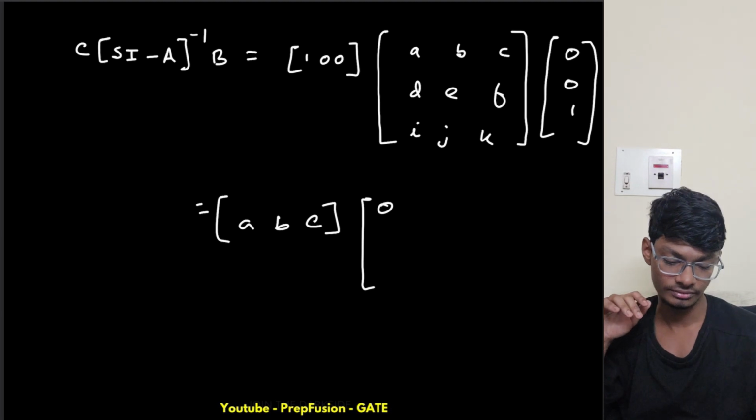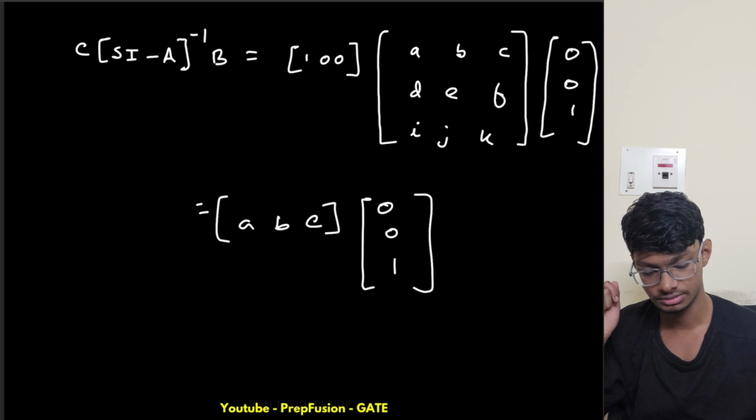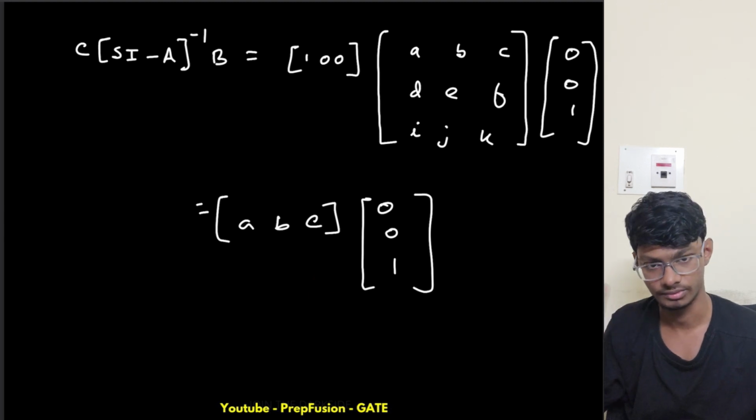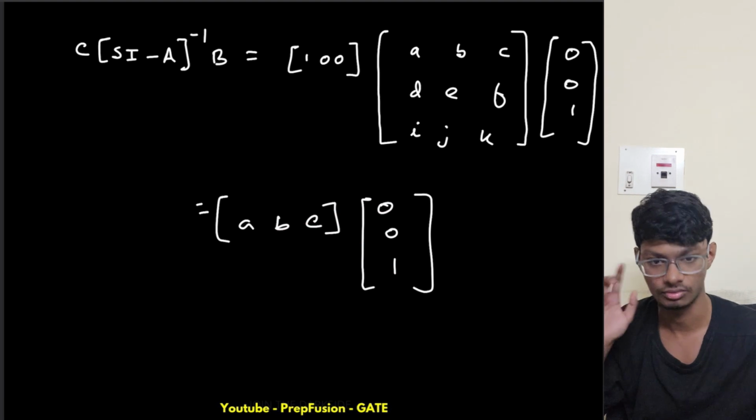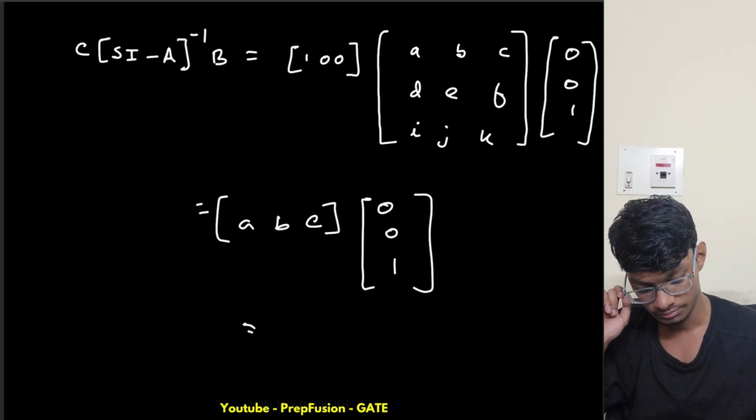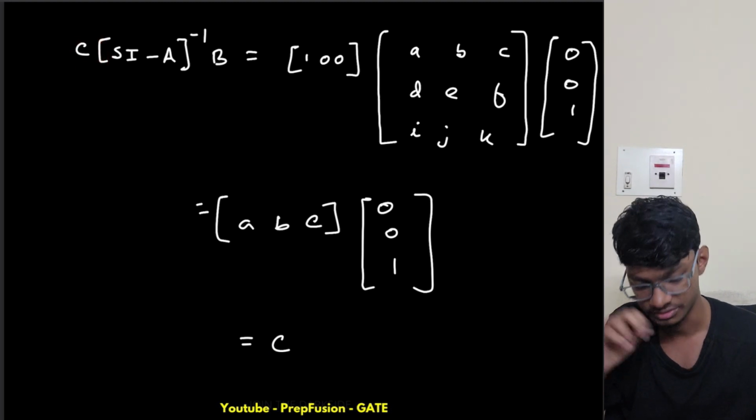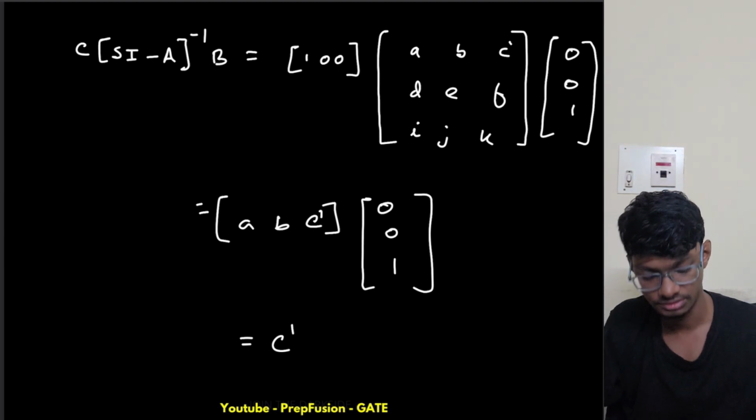And we are left with this 0 0 1. Now what will this be? Again, this is 1 cross 3 and this is 3 cross 1, so I will get a 1 cross 1 matrix. What will the result be? Simply C only: A times 0 plus B times 0 plus C times 1, so at the end I get only C. This is a C element, not the C matrix, so I should name it C dash, otherwise you will get confused. C dash only.